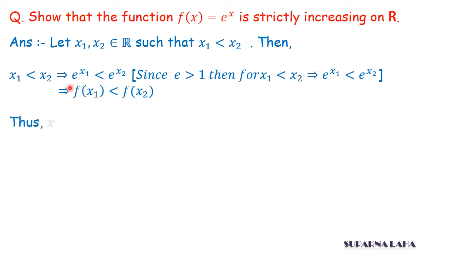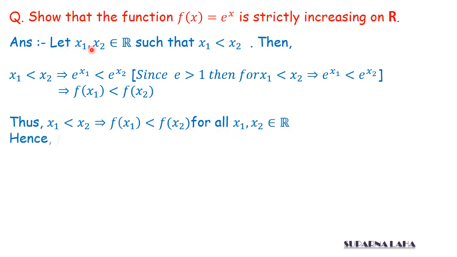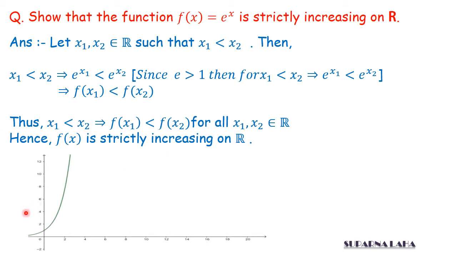So what will we find? f of x1 is less than f of x2. So as x is increasing, the functional value is also increasing. So from here we can say that for all x in R, that is x1, x2, I am taking any arbitrary point, the function is strictly increasing, since it follows the definition of a strictly increasing function. Now if we check the graph, here also we can say the function is strictly increasing.